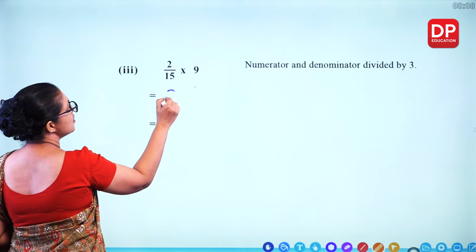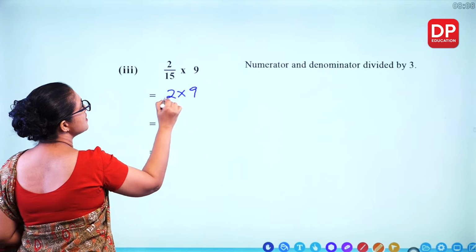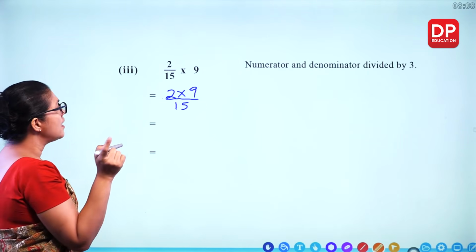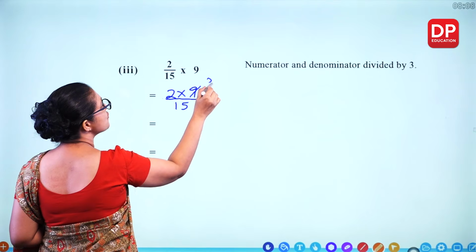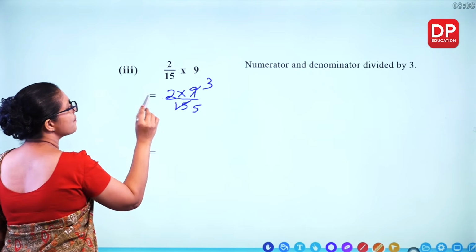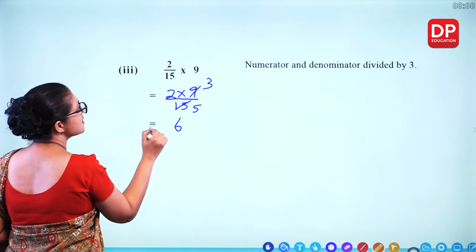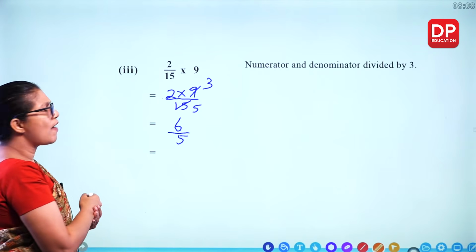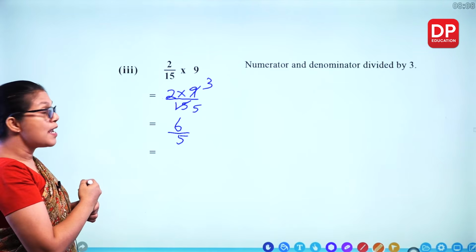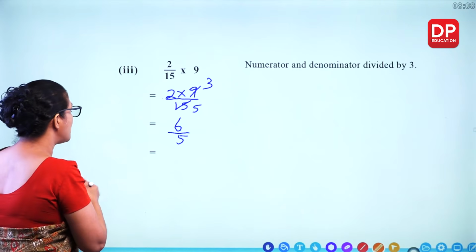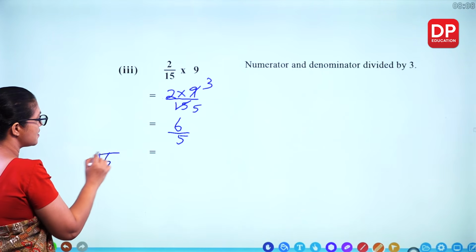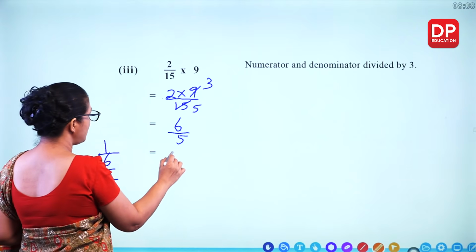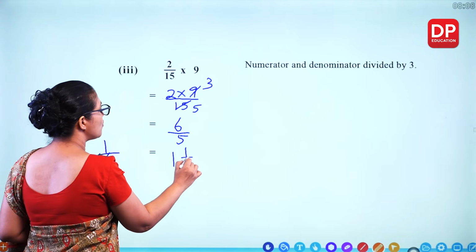This one, 2 times 9 divided by 15. Now you can see, you can divide this by 3. 3 times 3, 3 times 5. Now 2 times 3 is 6 and you get 5. 6/5 is an improper fraction. Convert to a mixed number. 6 divided by 5. So you get 1 whole part and 1/5.